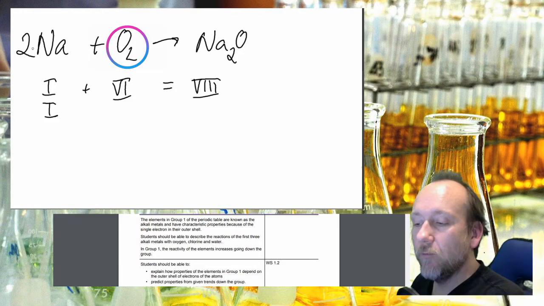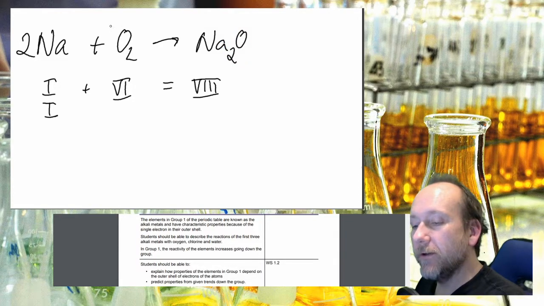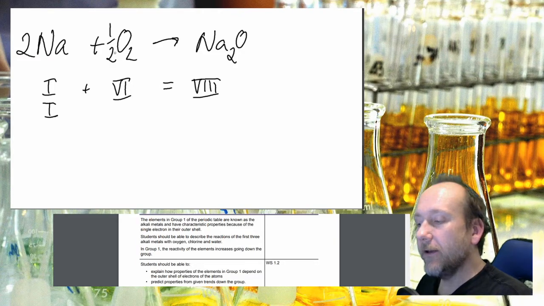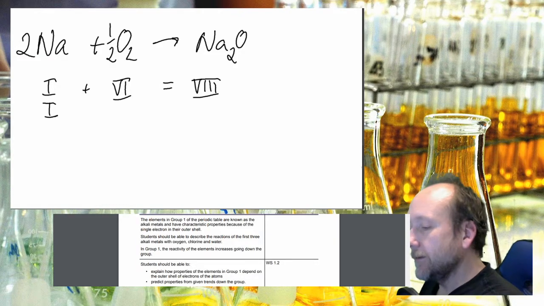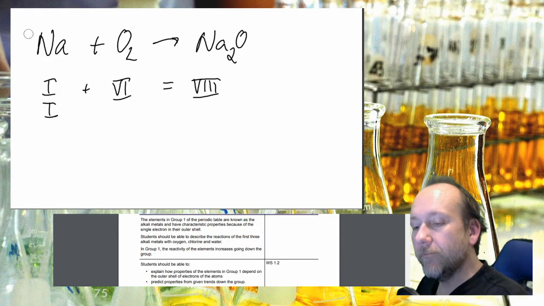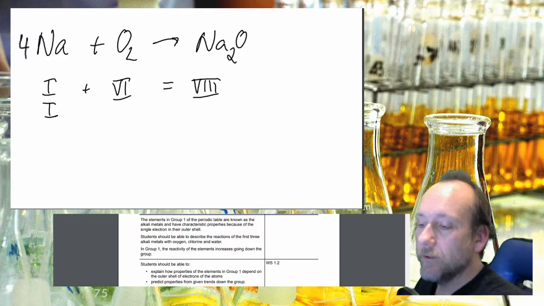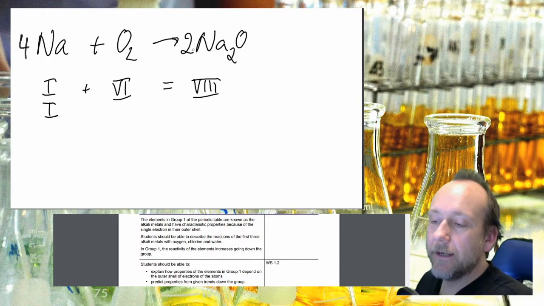Now you have 2 oxygens on the left-hand side and only 1 on the right-hand side, you can do two things. Either you can halve the oxygen, the O2. If you don't like that, you simply double the amounts of sodiums that you have. Et voila. And now you've got 2 Na2O, because you've got 4 sodiums on the left, 4 sodiums on the right, and 2 oxygens on the right as well.